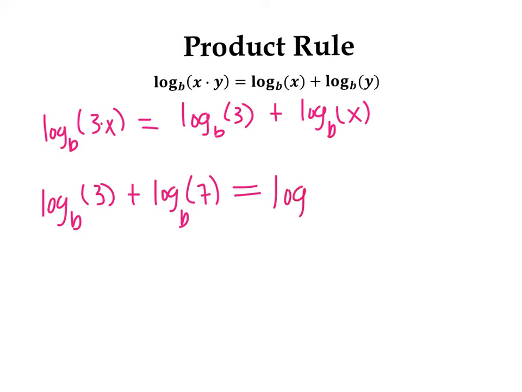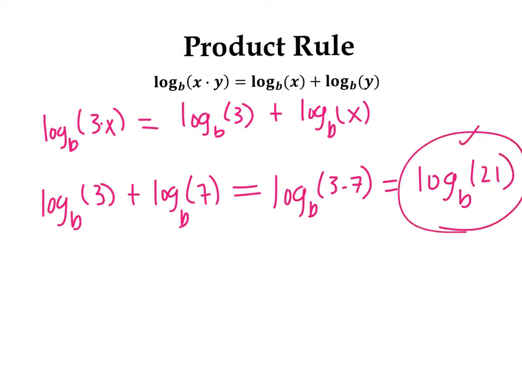b of 3 times 7. Sometimes you can actually multiply them. Sometimes there are going to be variables involved. If you can multiply and simplify, go ahead and do that. Log base b of 21. And that would be my solution.